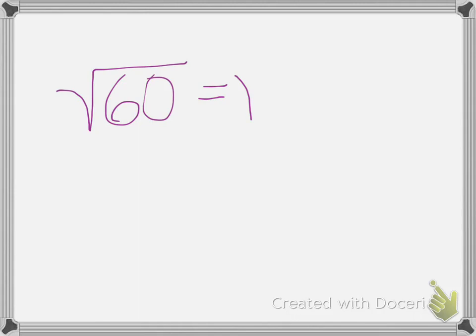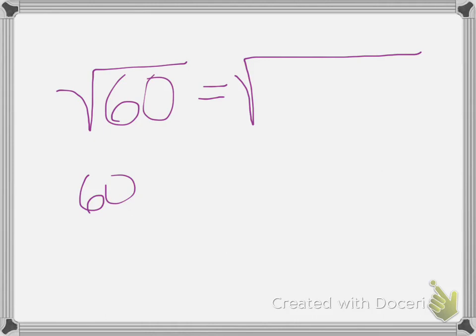Let's see. Then we went to simplifying radicals. So if I had like the square root of 60, you want to try and think about how can I break 60 up? What times what makes 60 where I might get a perfect square? Well, definitely 6 times 10, but neither one of those are perfect squares. So if you think about 60, you can do it a couple ways.